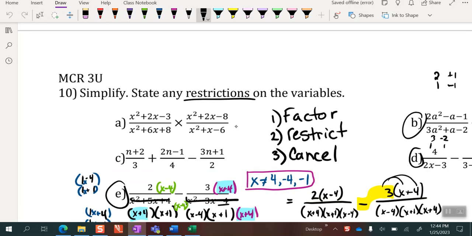Hi, this is 10A. So we're looking at how to state the restrictions on the variables and to simplify.